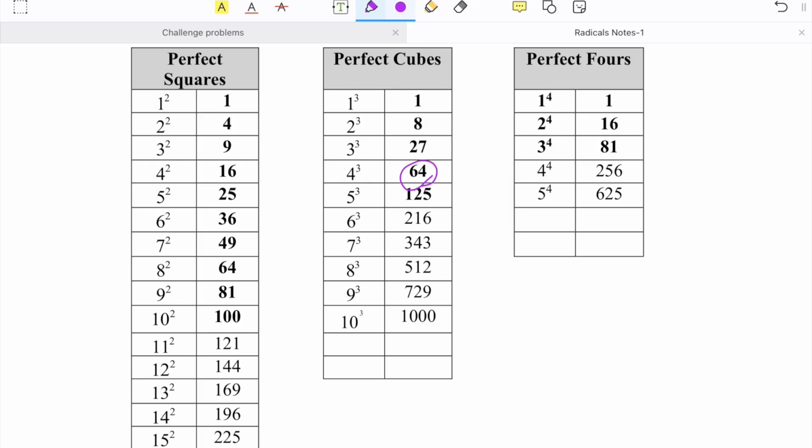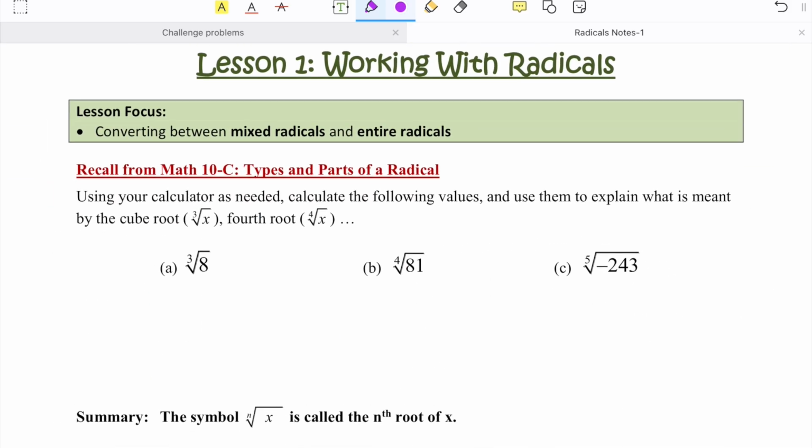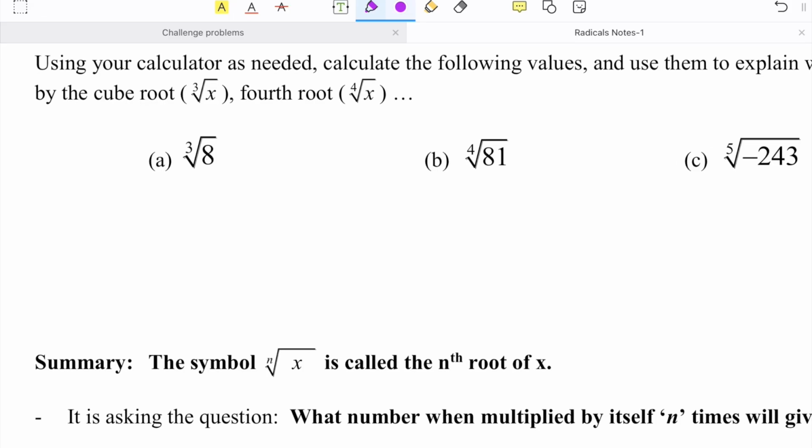In the non-calculator section, just remember that you're not allowed to have this sheet. Okay. Lesson 1, working with radicals. Everyone has a note package; I did give it out. This is something you've done in 10C, parts of radicals. So cube root of 8 is 2, right? You can use a calculator if you want.